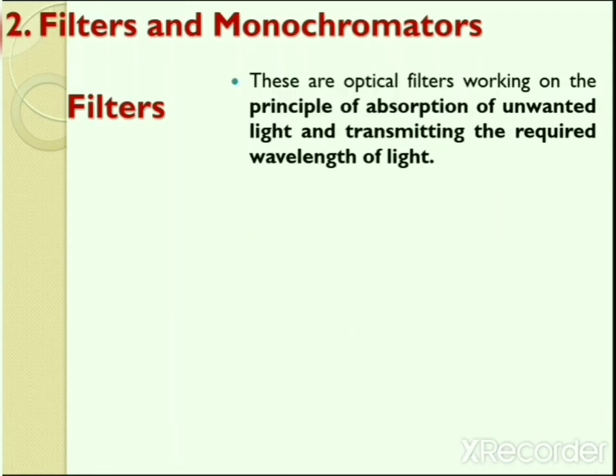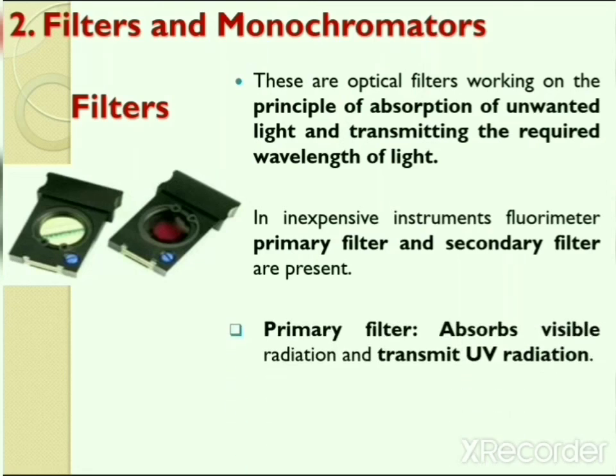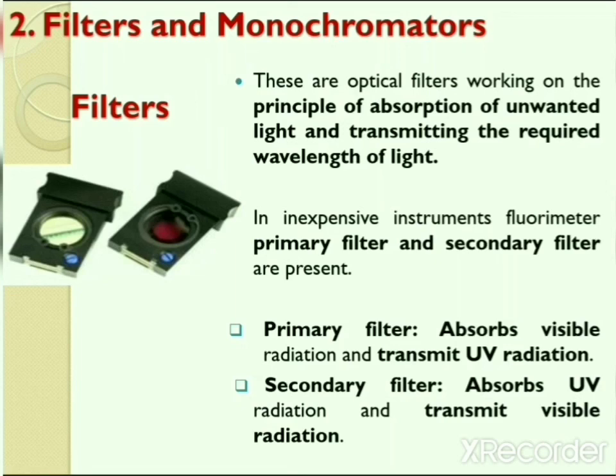Filters. Filters used in fluorimeter are optical filters. These optical filters work on the principle of absorption of unwanted light and transmitting the required wavelength of light. In inexpensive instrument, primary filter and secondary filters are used to select the desired wavelength of radiation. Primary filter absorbs visible radiation and transmit ultraviolet radiation, while the secondary filter absorbs UV radiation and transmit visible radiation.